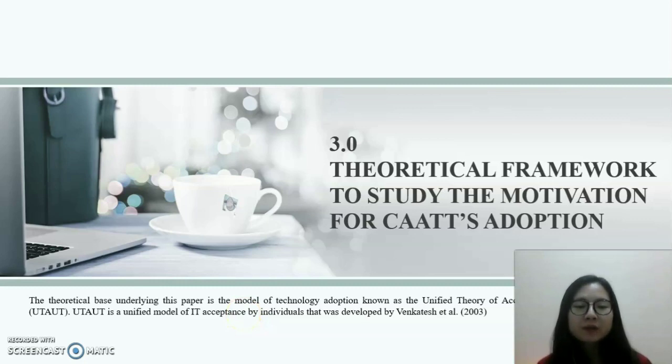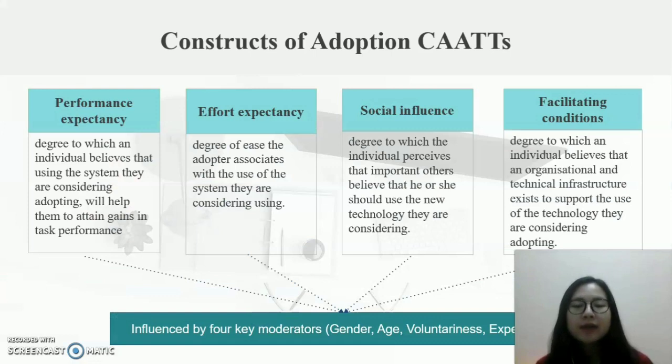So next, I'm going to talk about the theoretical framework used to study the motivations for CAATTs adoption. In this paper, they are using the Unified Theory of Acceptance and Use of Technology, UTAUT, which is a unified model of IT acceptance by individuals and was developed by Venkatesh et al. in 2003. After reviewing and examining eight models, Venkatesh demonstrated that the model has four major constructs which are significant to adoption intention.